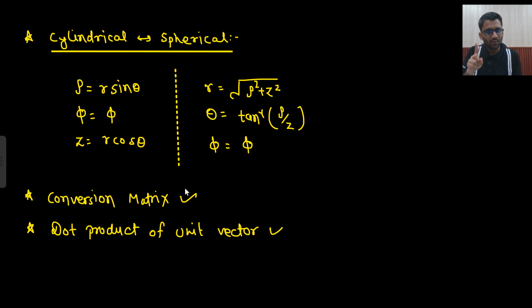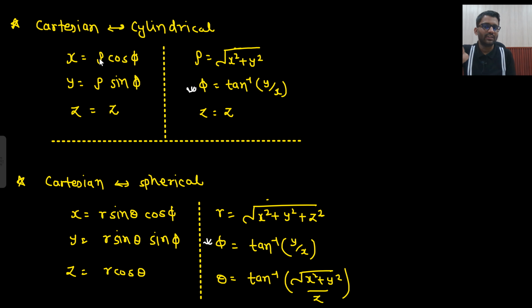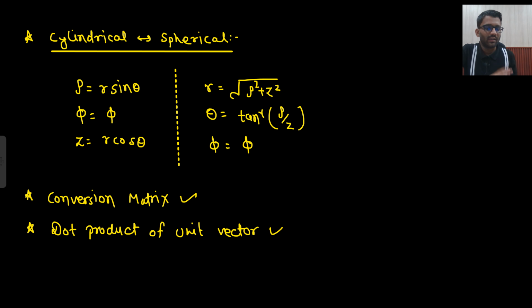Conversion matrix, do you remember how I told you to write? I am not writing it again, because that was just a simple trick. You will write down these values, and you will see whether they are depending on r or not. Here you will write down these values, and you will see whether they are depending on rho or not. And here also you will write down these values, and you will see whether they are depending on r or not. And then you differentiate, and then you write down the conversion matrix.